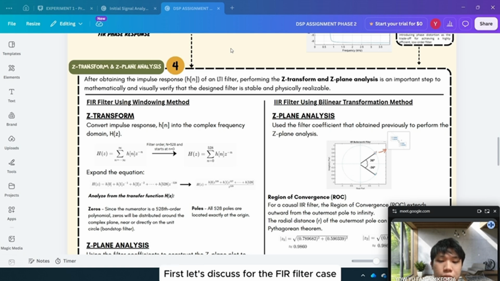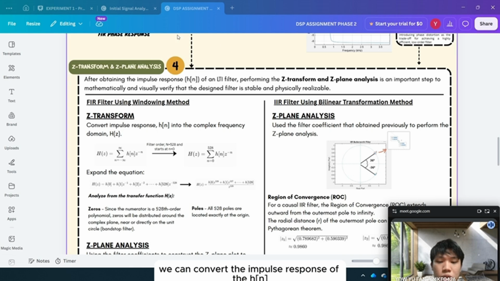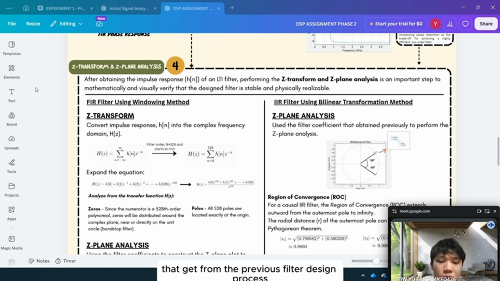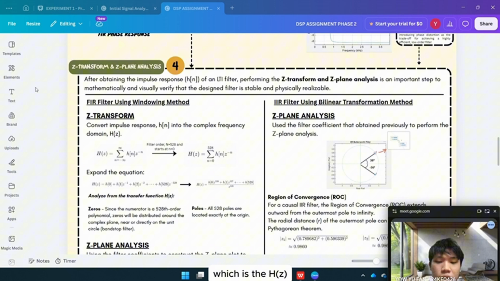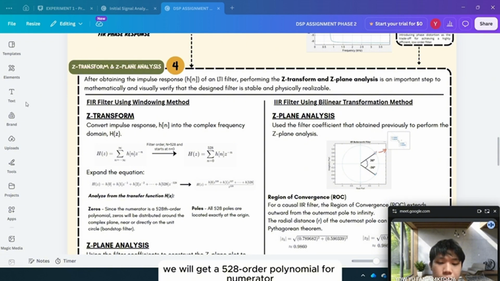First, let's discuss the FIR filter case. We can convert the impulse response h[n] that we got from the previous filter design process into the z-domain, which is a capital H(z). Since our filter order N is equal to 528, we will get a 528-order polynomial for the numerator, which is the zeros, expected to be distributed around the unit circle, and 528 poles at the origin.